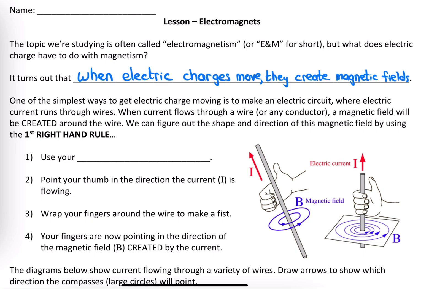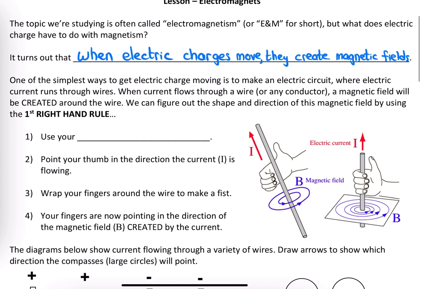So we're going to look at some situations where we have electric charges moving and therefore creating magnetic fields. Now, one of the simplest ways to get an electric charge moving is to make an electric circuit, where we have wires with current running through them. When current flows through a wire, or through any conductor, any piece of metal, a magnetic field will be created around that wire. Now, we can figure out the exact shape and direction of that magnetic field by using what's called the first right-hand rule.